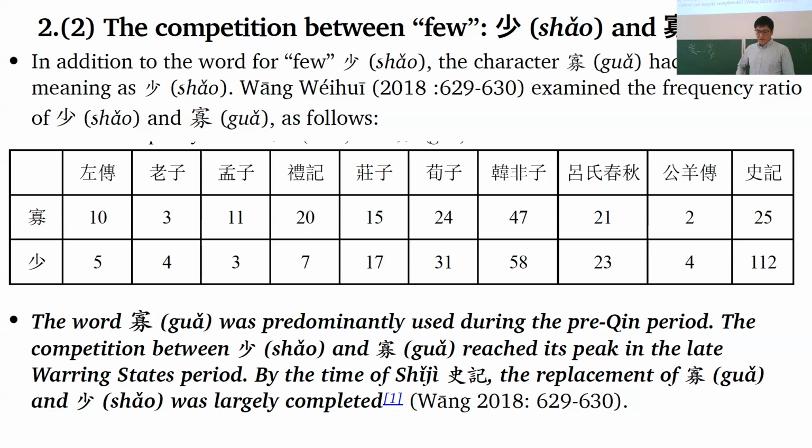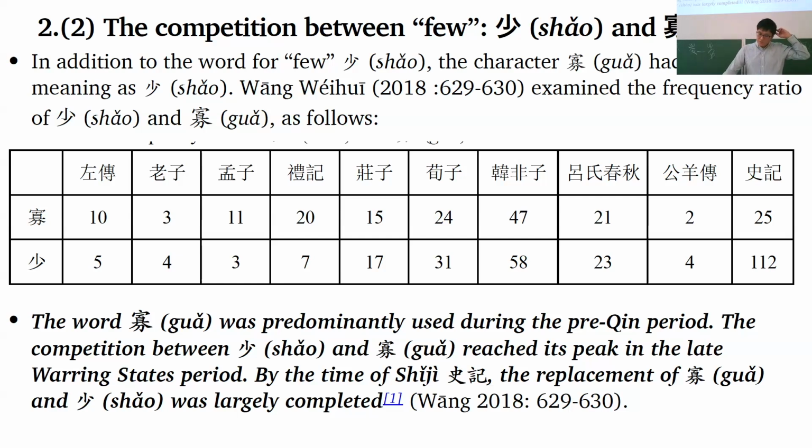So this is the study by Wang Weihui 老师. Wang Weihui, 2018, examined the frequency ratio of shao and gua. You can see the word gua was predominantly used during the pre-Qin period, maybe widely used in the pre-Qin period, right?